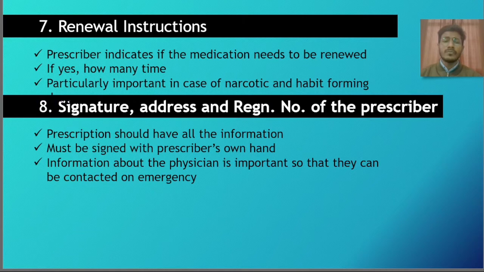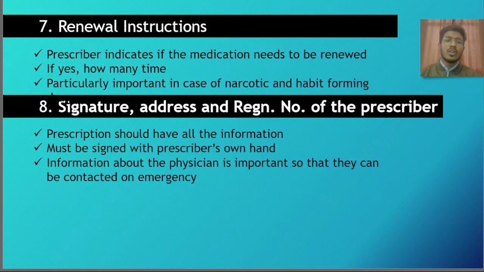The last one is the signature, address, and registration number of the prescriber. Here are all the details of the prescriber, the doctor who is prescribing the medicine after the diagnosis of the patient. The prescription should have all the information and must be signed by the prescriber's own hand. It should be physically signed by the prescriber himself or herself. Information about the physician is important so that they can be contacted in case of emergencies, like if the patient is having any kind of side effects or toxic effects, so he or she can immediately contact the prescriber for immediate help.